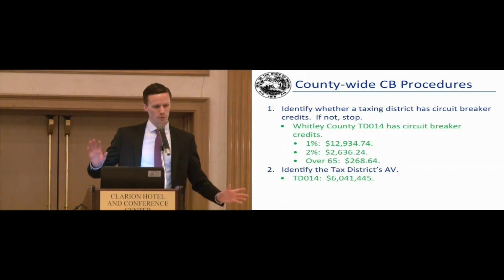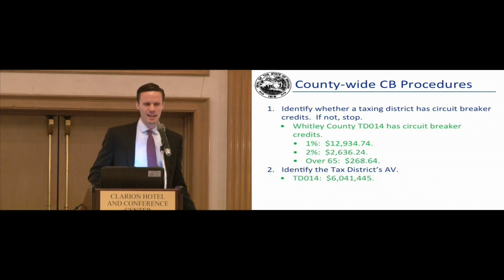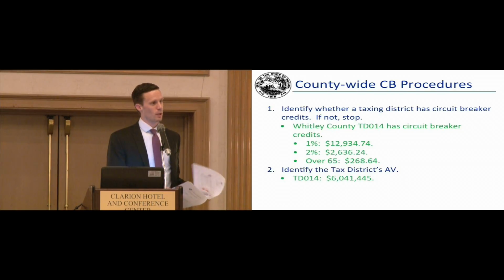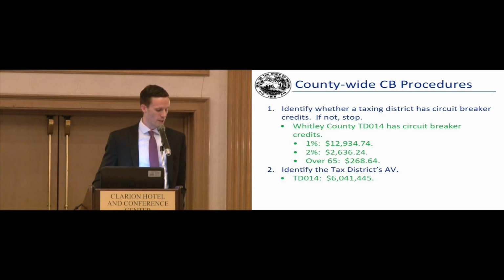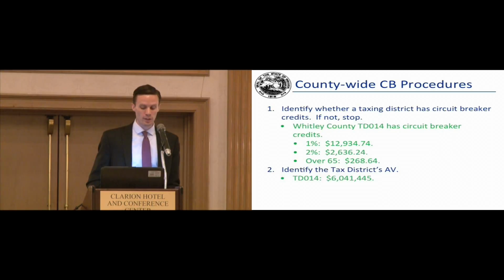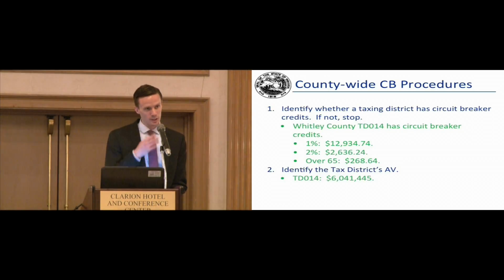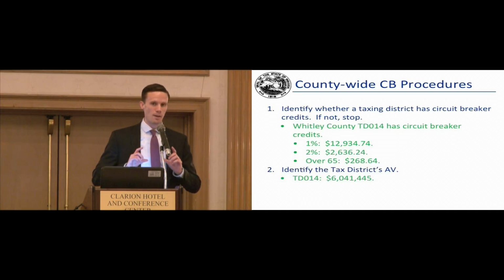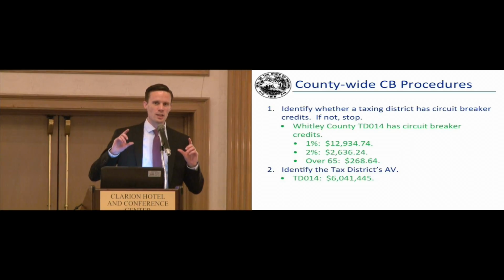So we're going to walk through what I think is about 17 or 18 steps for what I'm calling county-wide circuit breaker procedures. The very first step is determining whether a particular taxing district has circuit breaker credits. The library that we're looking at, Peabody Library in Whitley County, happens to operate in 4 taxing districts. I'm going to be talking about it throughout this presentation just in the context of one individual taxing district.